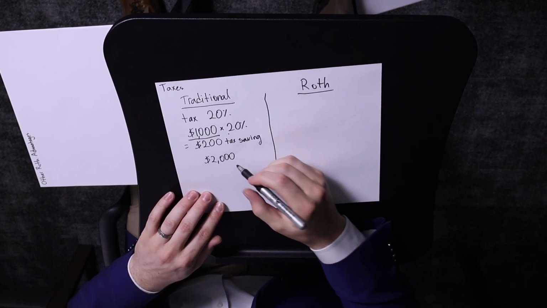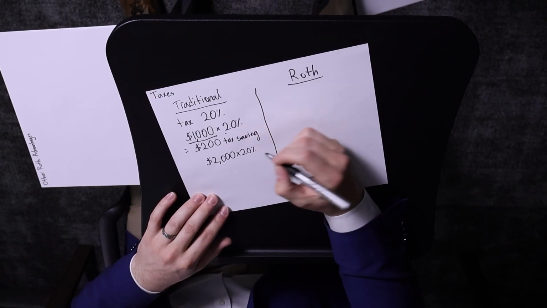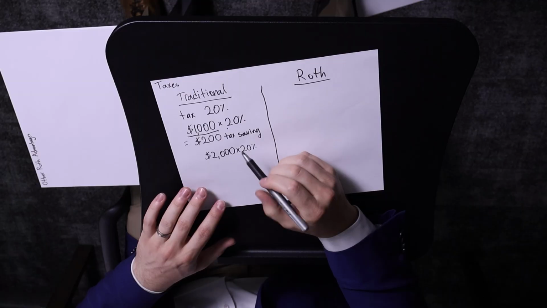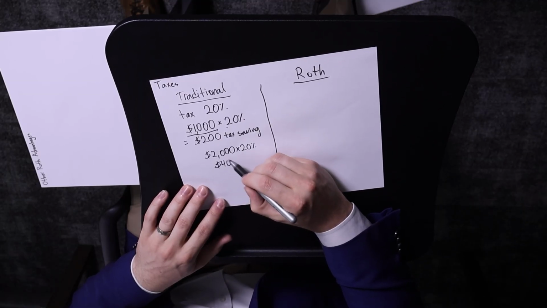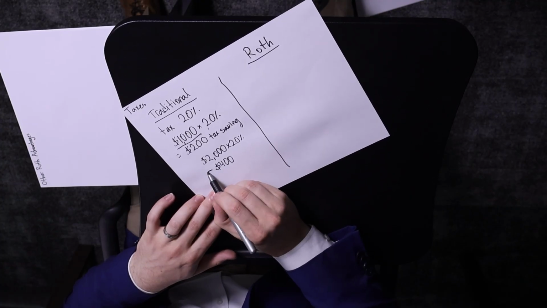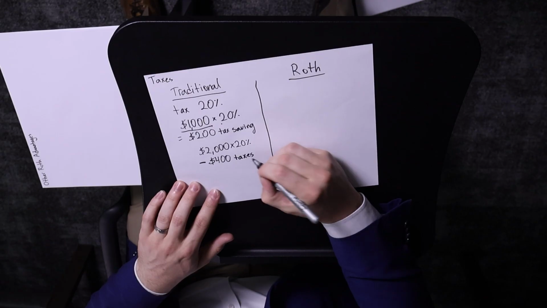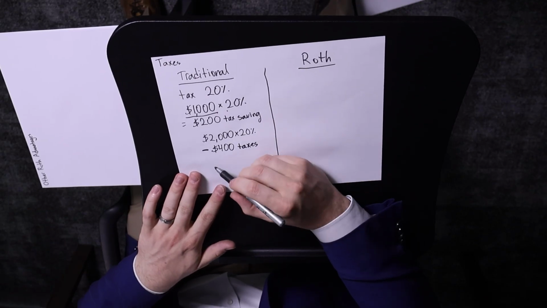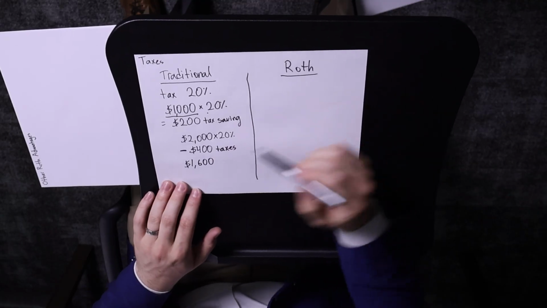So you get a tax deduction on the way in, but on the way out, you have to pay taxes on it. So if we multiply this by the same 20%, because remember we're assuming that your tax rate is going to be the same throughout your whole life, you are going to pay $400 in taxes. And so you can see we're going to end up with $1,600 in the end. This is the math of a traditional IRA. You get a tax deduction up front, but you have to pay taxes when you pull it out.